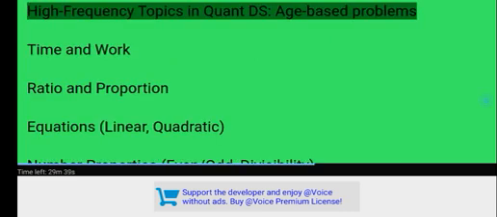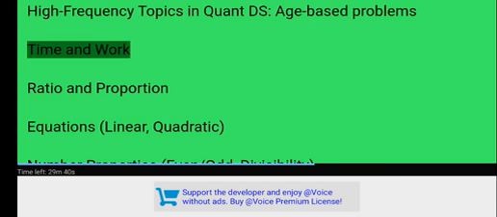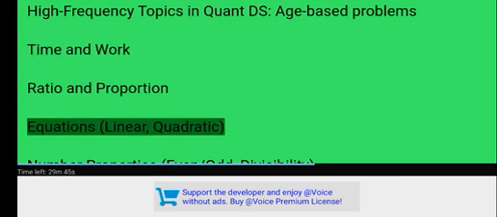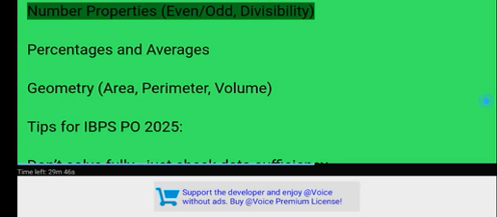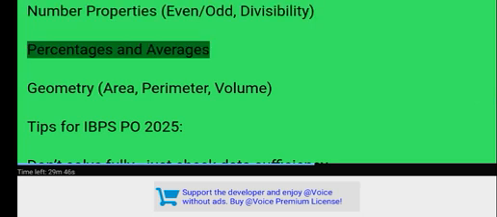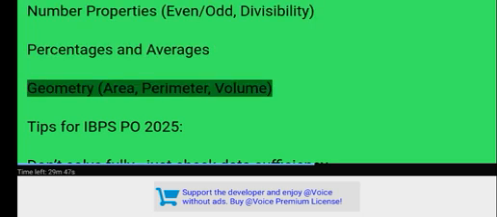High frequency topics in Quant data sufficiency: age-based problems, time and work, ratio and proportion, equations linear and quadratic, number properties even, odd and divisibility, percentages and averages, and geometry, area, perimeter and volume.